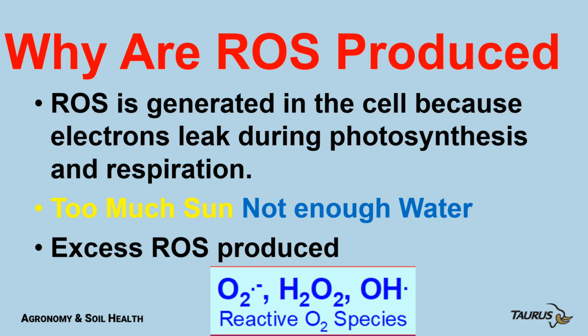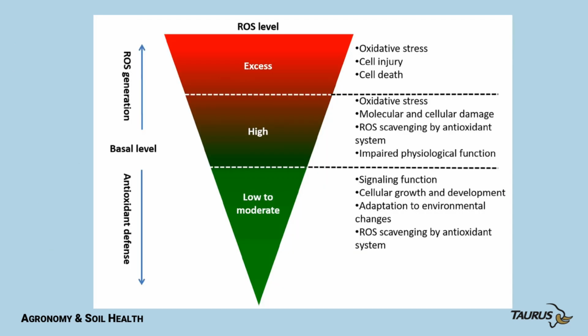And the same thing happens in human beings. Sometimes they're called free radicals, but they damage the cells in the same way. And it's a double-edged sword, because if you get excess reactive oxygen species, it causes cell injury, cell death, and oxidative stress. High levels cause stress, molecular cell damage. We get scavenging by antioxidants that starts to occur, and we get impaired physiological functions. Sort of cover that in the general way.